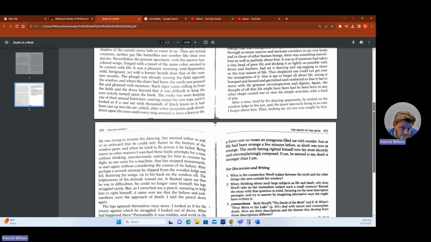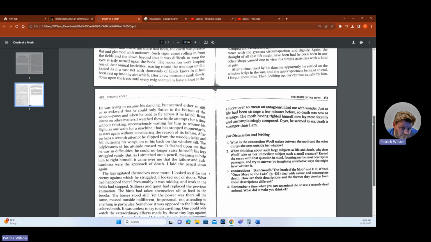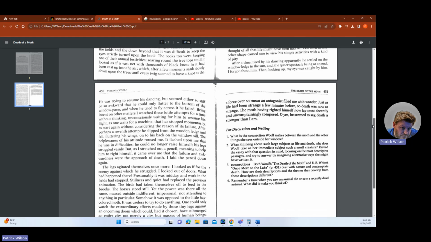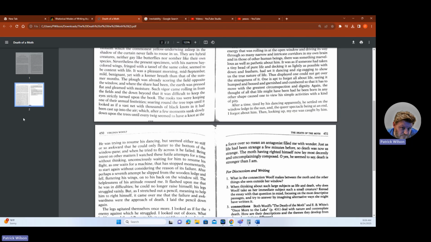And then some folks will ask, if Woolf sees this thing struggling, why doesn't she intervene somehow and either open the window, or capture it in her hand and see it out the door? Which is a good question. Why doesn't she come to the rescue?